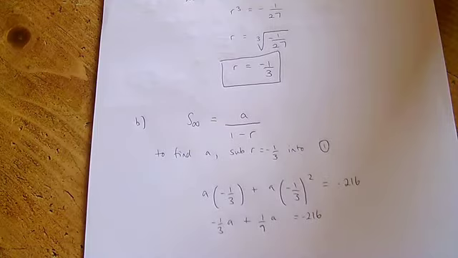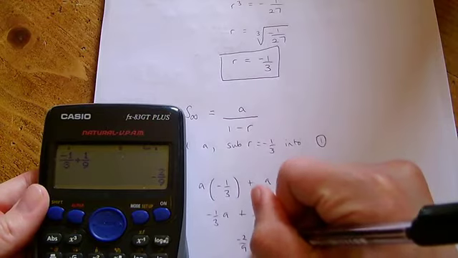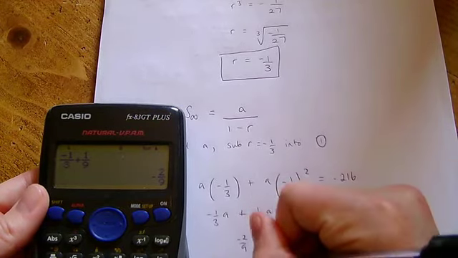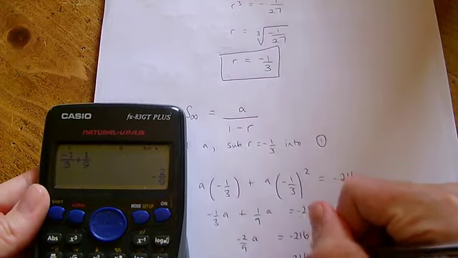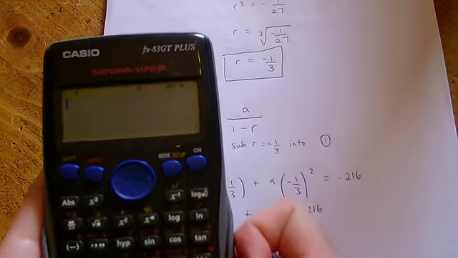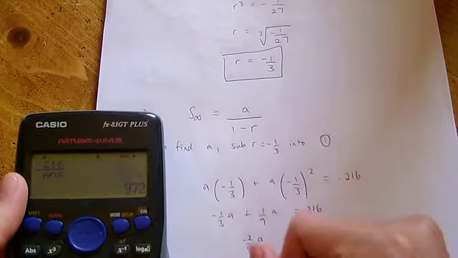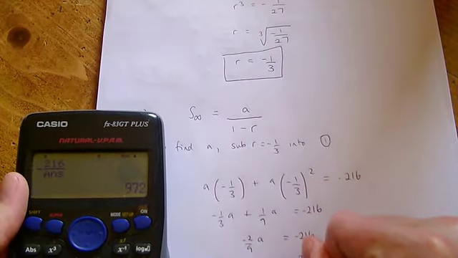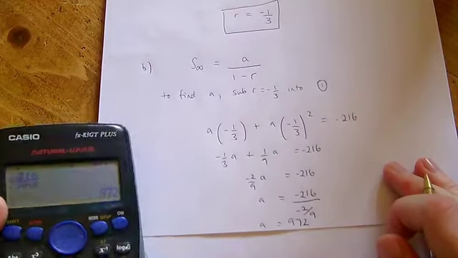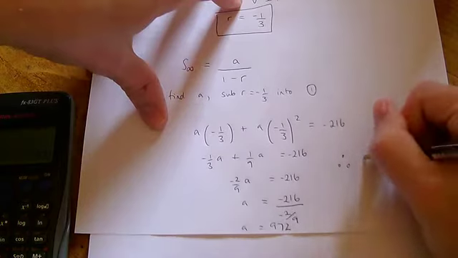Then I'm going to put into my calculator minus 1/3 plus 1/9, and I get the answer minus 2 over 9. So that would be minus 2 over 9 A is equal to minus 216. Then I'm going to take the minus 2/9 over to the other side, so it would become minus 216 over that answer. And it comes to an answer of A is equal to 972.